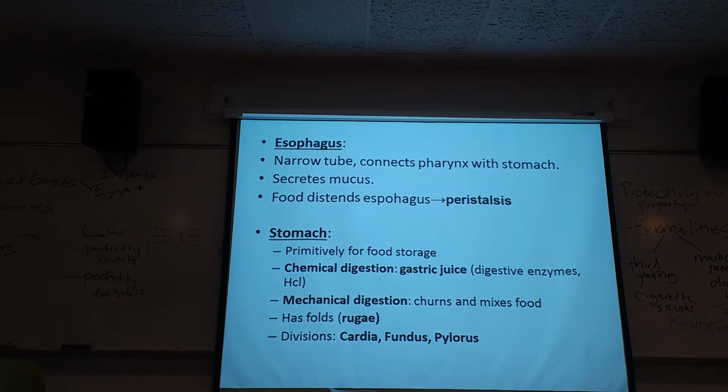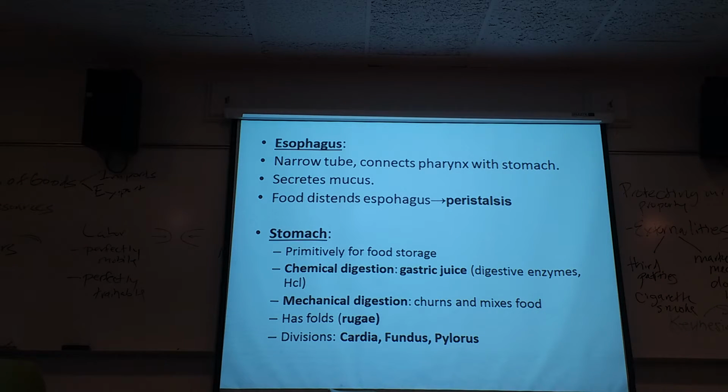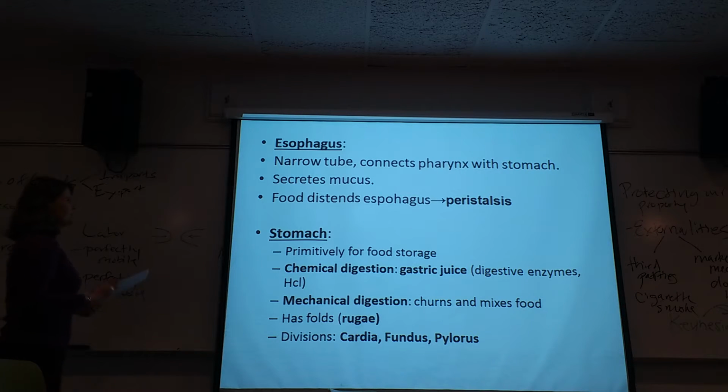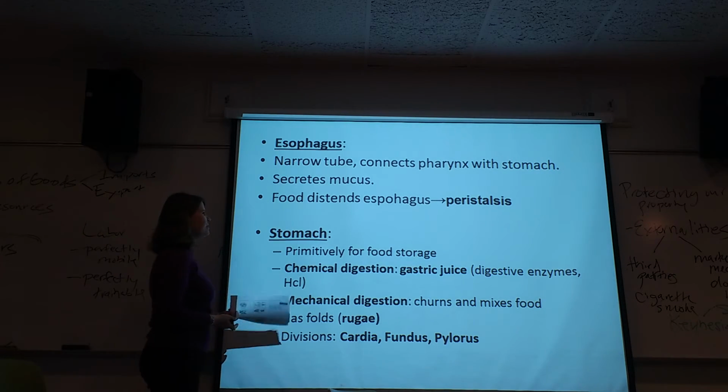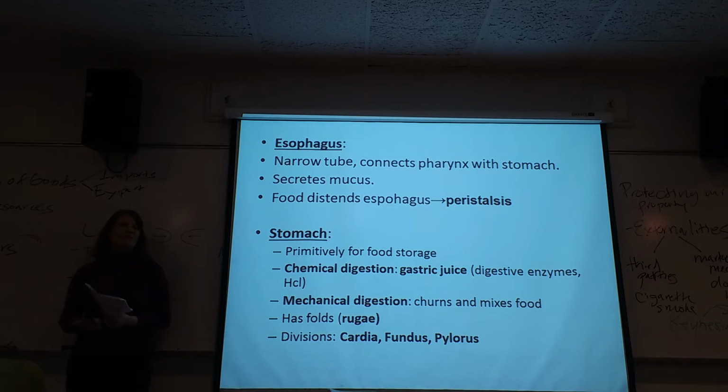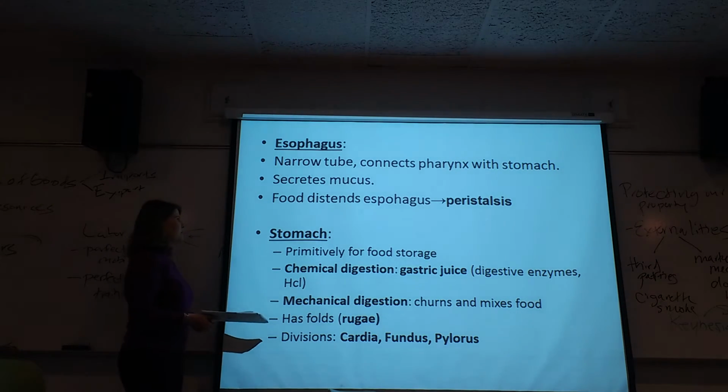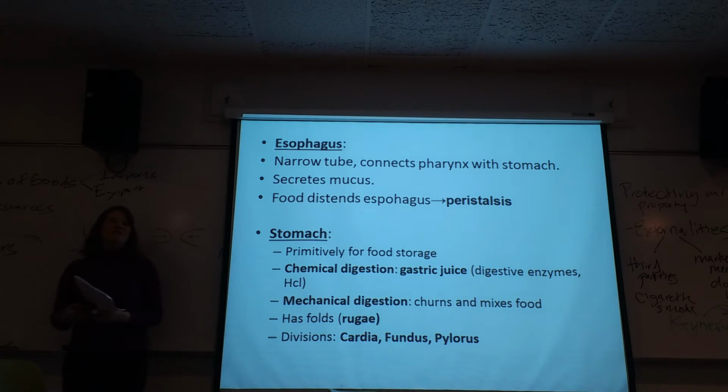Okay, so moving along to various parts of the alimentary canal. The esophagus, of course, is the tube that connects your pharynx with your stomach. It actually secretes a lot of mucus, which helps to coat the bolus of food and help it to slide down your throat. As food distends the esophagus, it actually initiates waves of peristalsis. So it's the stretching of the esophagus that causes peristalsis to begin. Okay, so you're not just normally undergoing peristalsis, but when food goes in, it occurs.